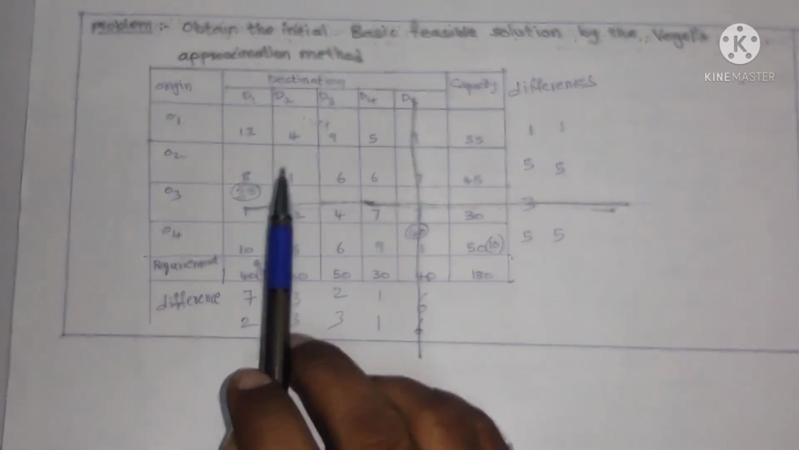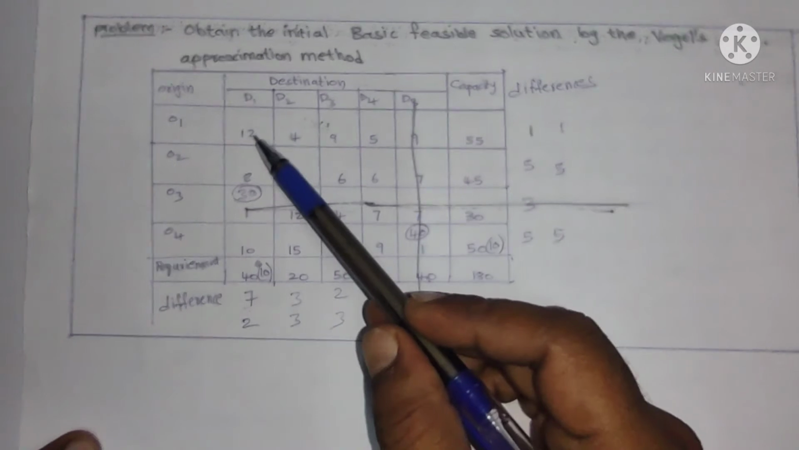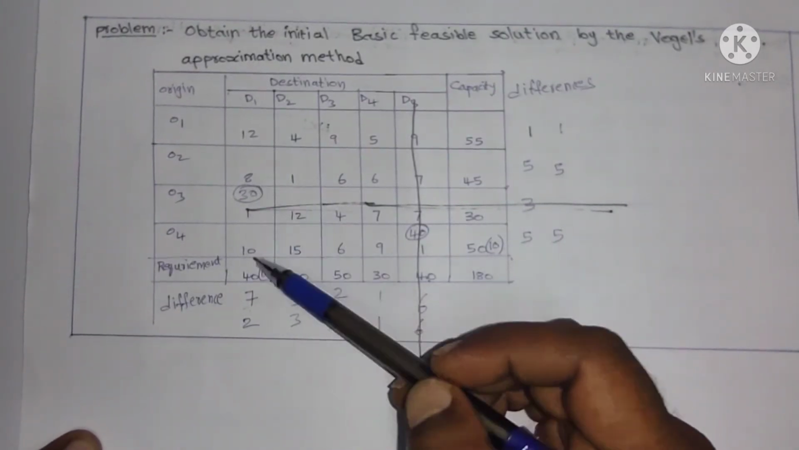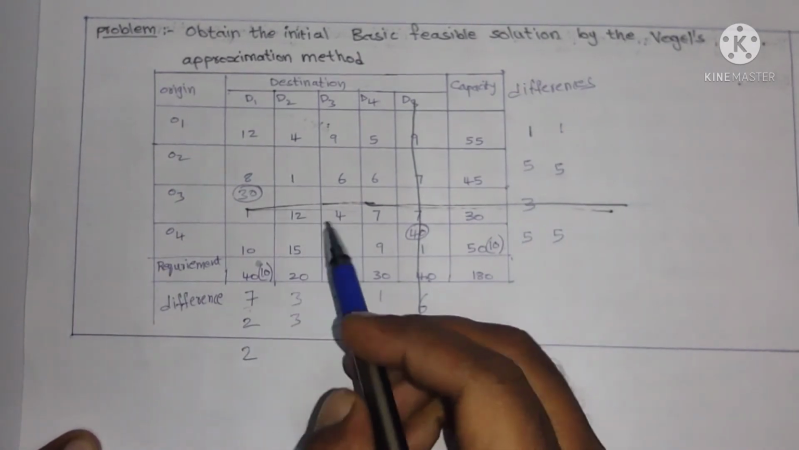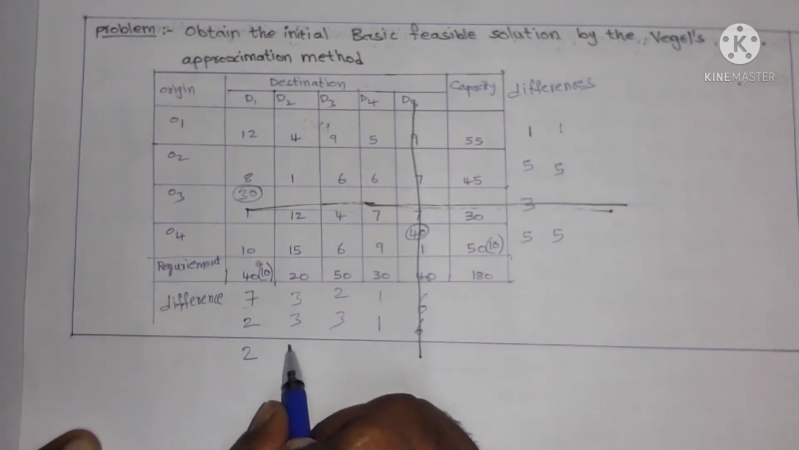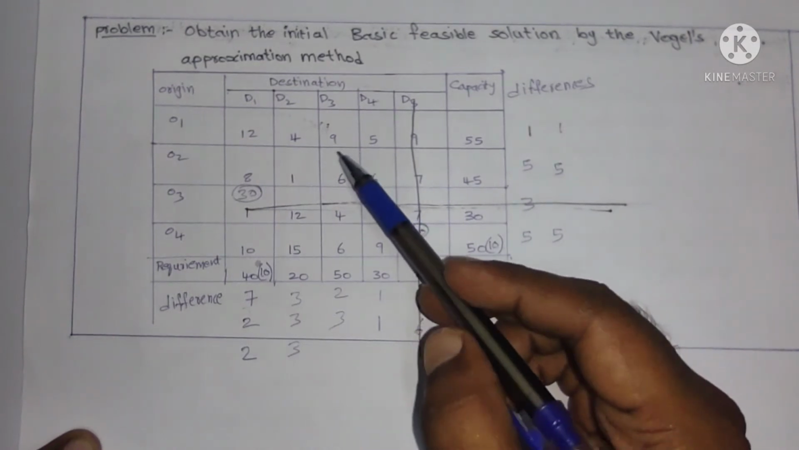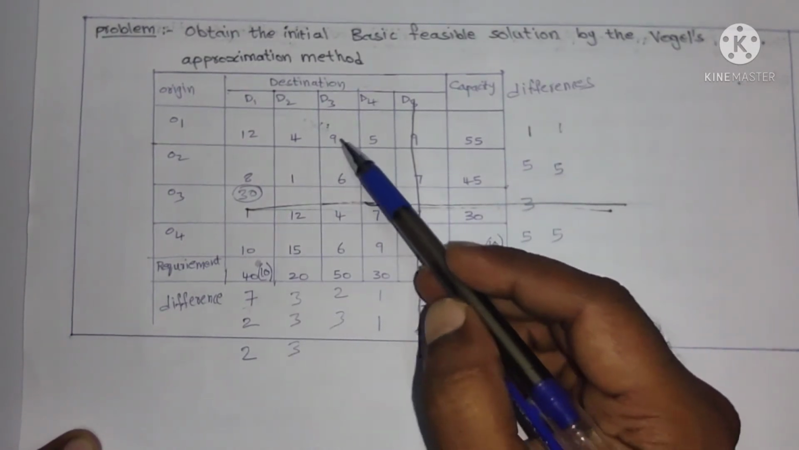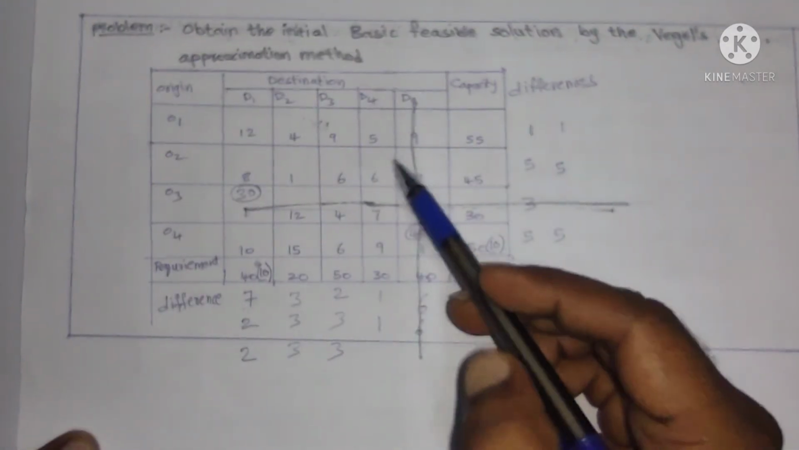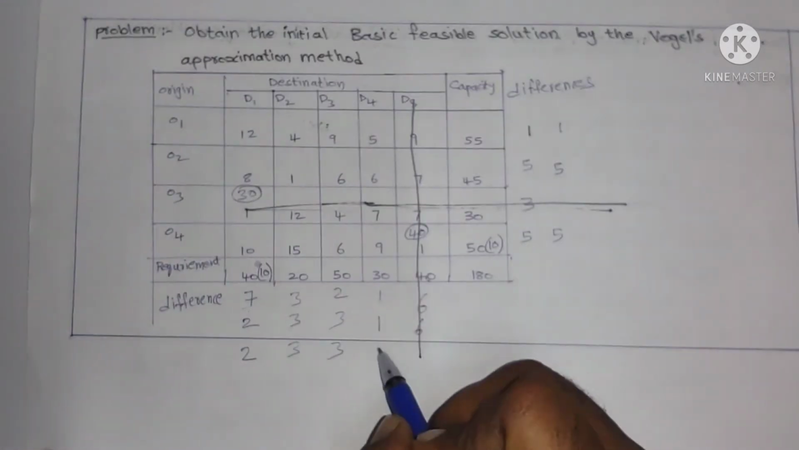Next, again we have to take the differences. What is the difference between 12, 8 and 10? The smallest values are 8 and 10. The difference between 10 and 8 is 2. Next, in the second column, 4 and 1 are the smallest cells. The difference between these two is 3. Next, in the third column, the cheapest cells are 9 and 6. Between 9 and 6, the difference is 3. Similarly, in the destination D4, that means the fourth column, what are the cheapest cells? 5 and 6. What is the difference between these two?